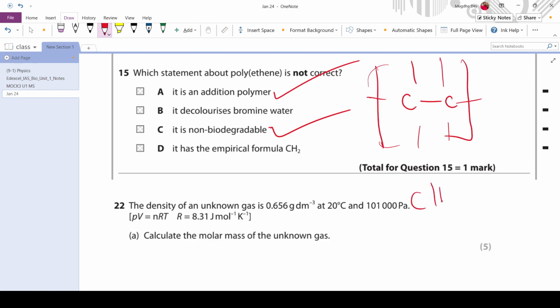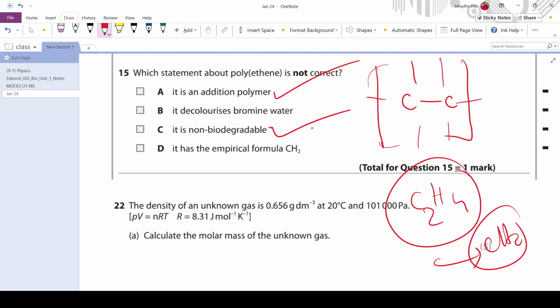I mean, yeah, C2H4. So yeah, it does have the empirical formula. Most probably B is not the correct answer, basically.